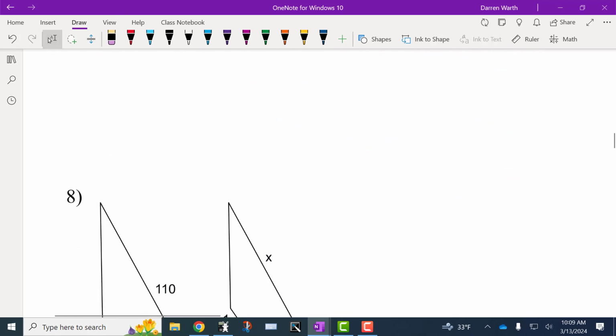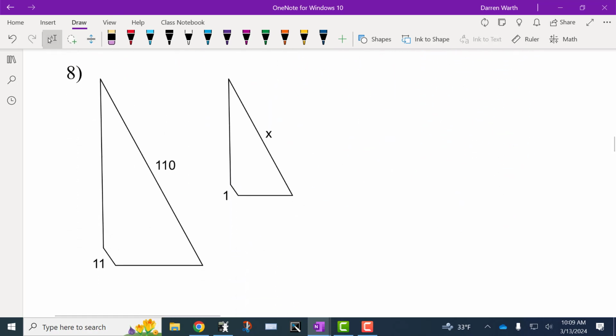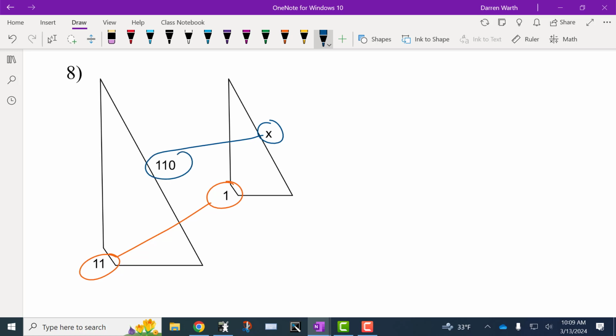Okay, number 8. Another similar triangle right here. And notice you can either go from small to big or from big to small. It doesn't really matter, but we'll just keep it consistent. So notice this 1 is going to match up with this 11. And then also this x is going to match up with the 110. So I'm going to go ahead and just set up my proportion.